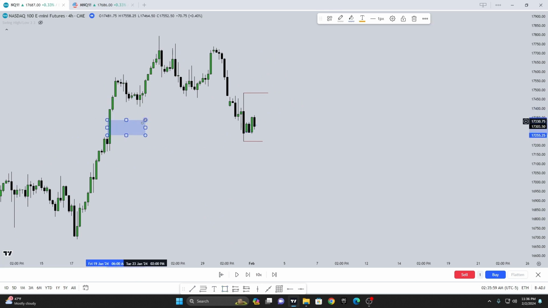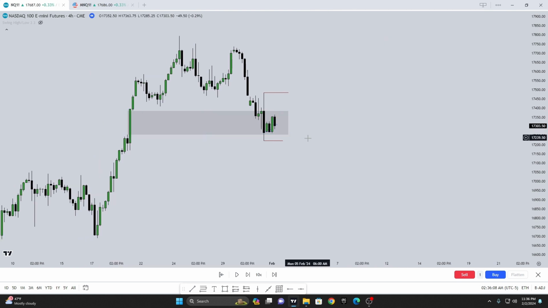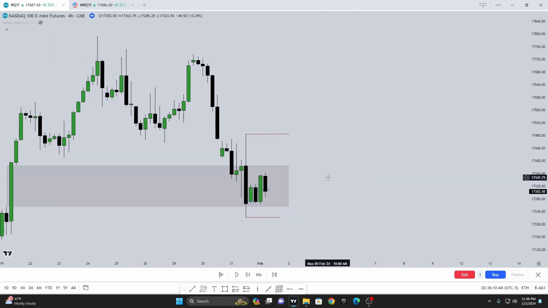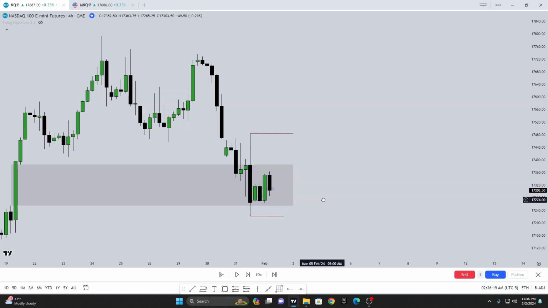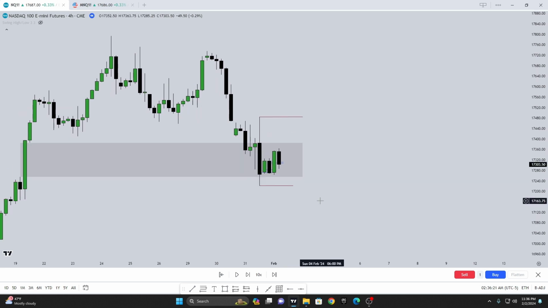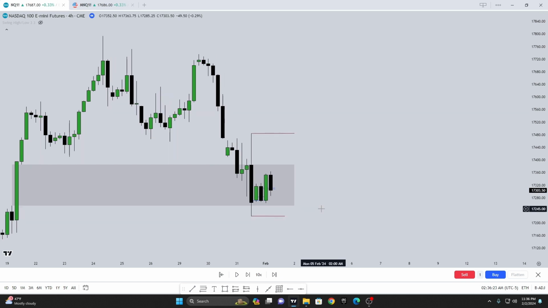Let me turn off magnet because it's actually annoying. Okay. All right, and as you can tell on this 4-hour fair value gap, the bodies are respecting it. They are not closing below, which is a very, very good sign. And so that was another confirmation to my bullish bias in the morning.